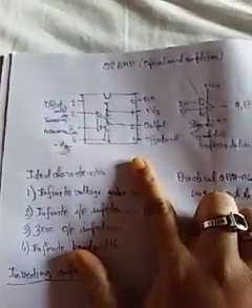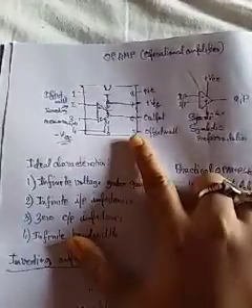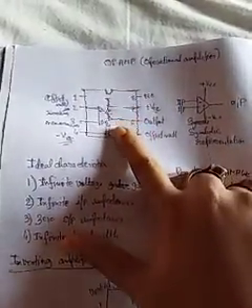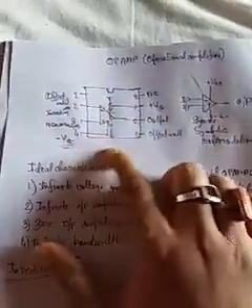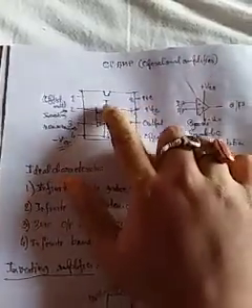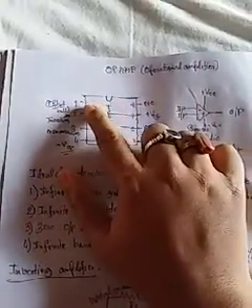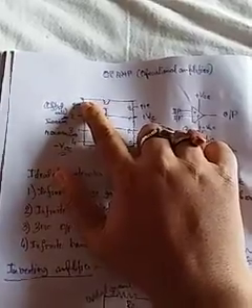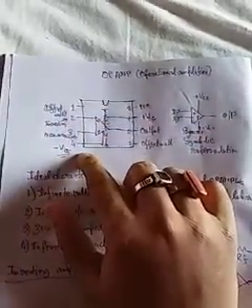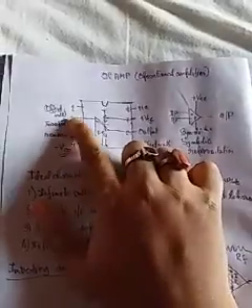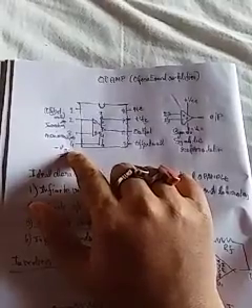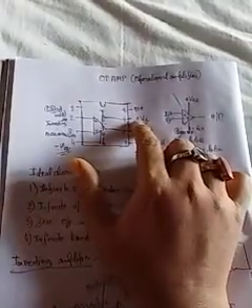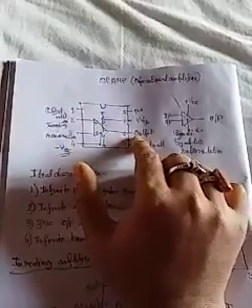This is the IC chip of the op-amp, IC 741, and this is an 8-pin integrated circuit chip. Here one notch is there, and on the left-hand side it starts from 1, then 2, 3, 4. Pins 2 and 3 are the inputs. This is the inverting input terminal and this is the non-inverting input terminal. This is minus VCC, pin 4, and pin 7 is plus VCC, and pin 6 is the output.